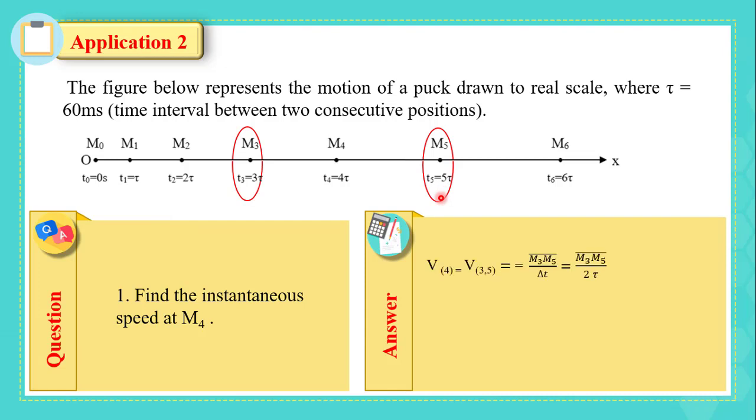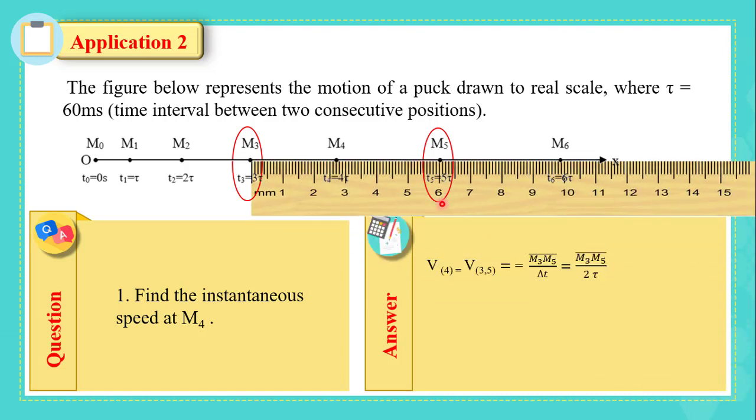Then v4 is equal to v35, which is equal to M3M5 divided by delta t, which is always in this case 2 tau. To calculate the distance M3M5, since the figure is drawn to real scale, all you need to do is to bring a ruler and measure the distance between M3 and M5. In our case, this distance is equal to 6 centimeters. Replace it in the formula: 6 centimeters multiplied by 10 to the power minus 2 to convert it into meters, divided by 2 times 60 milliseconds multiplied by 10 to the power minus 3 to convert it into seconds, gives us 0.5 meter per second.